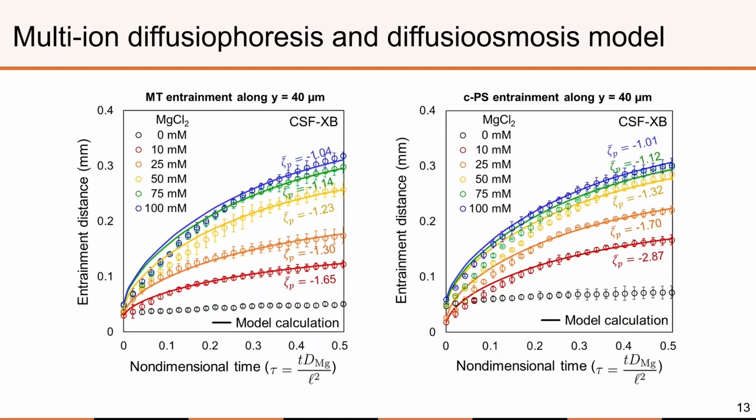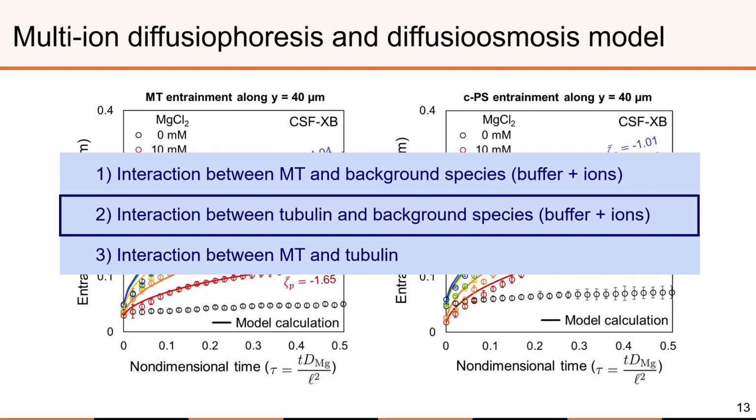We also confirmed that magnesium chloride-driven diffusiophoresis of microtubules and polystyrene particles occurs similarly in the CSFXB buffer with different magnitudes of the fitting parameters and the entrainment distances. We now move on to the next part, identifying the interactions between tubulin and background species.